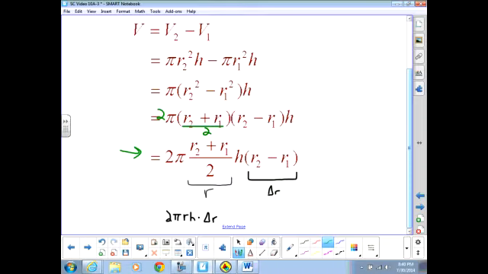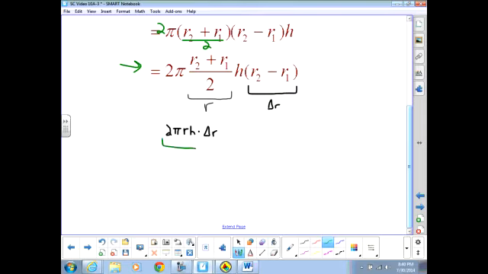Now, a couple things we noted on the previous slide. We said we were going to call r2 plus r1 over 2 just r. And the difference in our r2 and r1, we said was going to be our delta r, which will eventually become our dx or dy. So really what we have here is 2 pi r times h, which is really the circumference times h. The things that we'll have to determine always is the r and the h. The 2 pi is a constant. The r and the h will change depending on where the rectangle is.